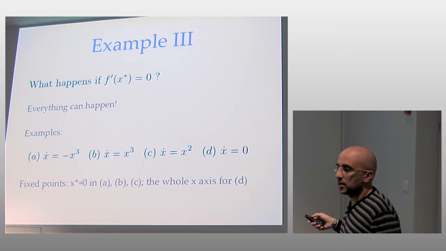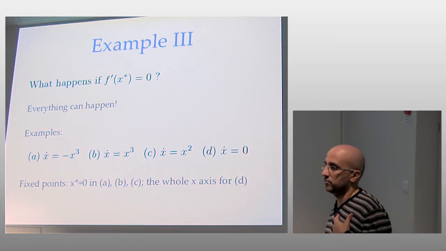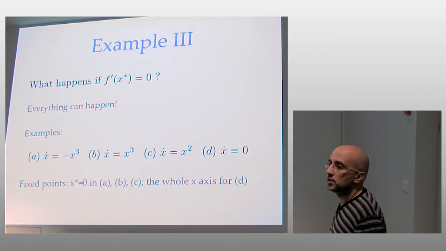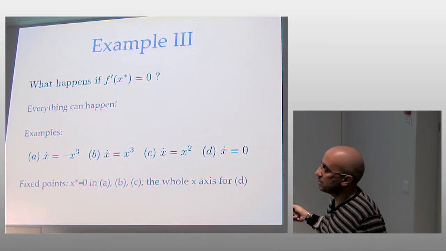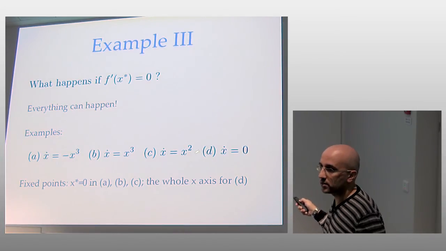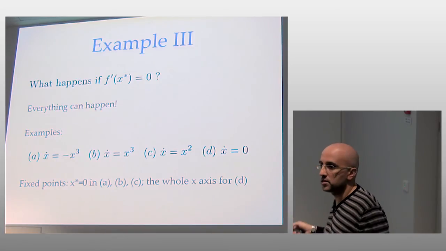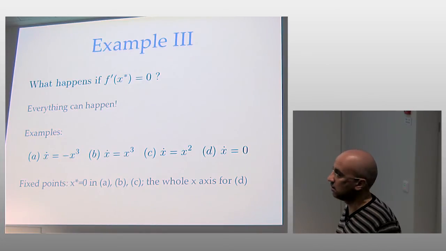What kind of fixed points are they? So for A, B, and C, x star equal to 0 is the only fixed point that you have. But what type of fixed point is it? If I take the derivative of this, I find minus 3 times x squared. Here I have 3 times x squared. Here I have 2 times x. In all these cases, the derivative is 0 at the fixed point. So the linear stability analysis does not help me at all.